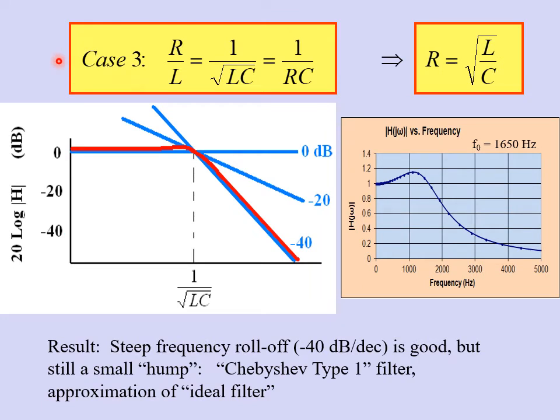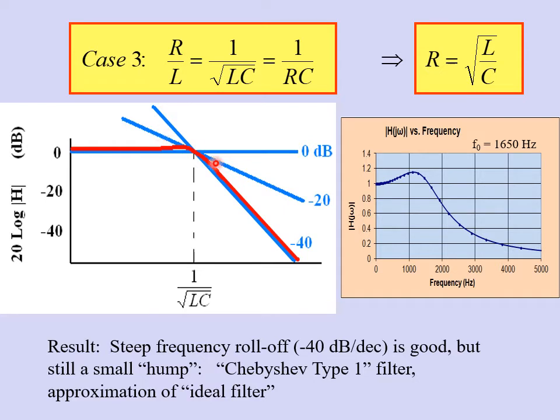So what's the best case then? Well, I'm going to show you two good solutions to these problems. The first one, if we set all 3 corners equal to each other. In other words, R over L is equal to 1 over square root of LC, which is also equal to 1 over RC. Now, how do we get that? All you have to do is choose a value of R that's equal to the square root of L over C, and this will happen.